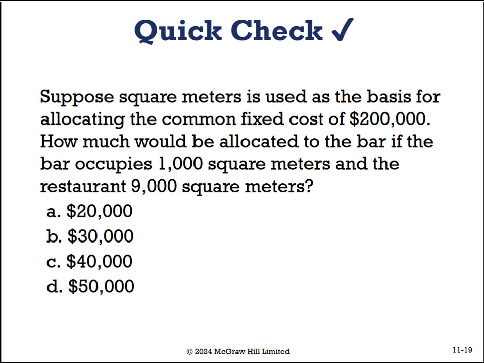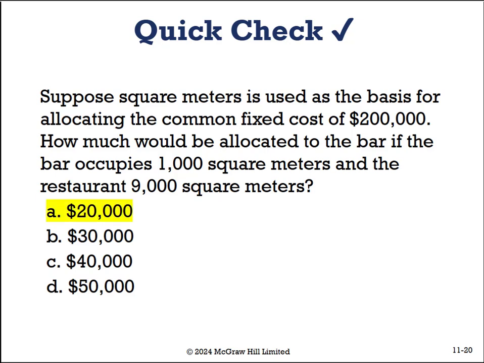Another quick check. Suppose the square meters is used as a basis for allocating the common cost of $200,000. How much would be allocated to the bar if the bar occupies 1,000 square meters and the restaurant has 9,000 square meters? Okay, interesting. So now how much could we eliminate of those $200,000? We have a total of 10,000 square meters, and 1,000, or 10%, of the 200,000 could then be allocated to the bar. So give it a think, pause the video, and come back and we'll talk about it.